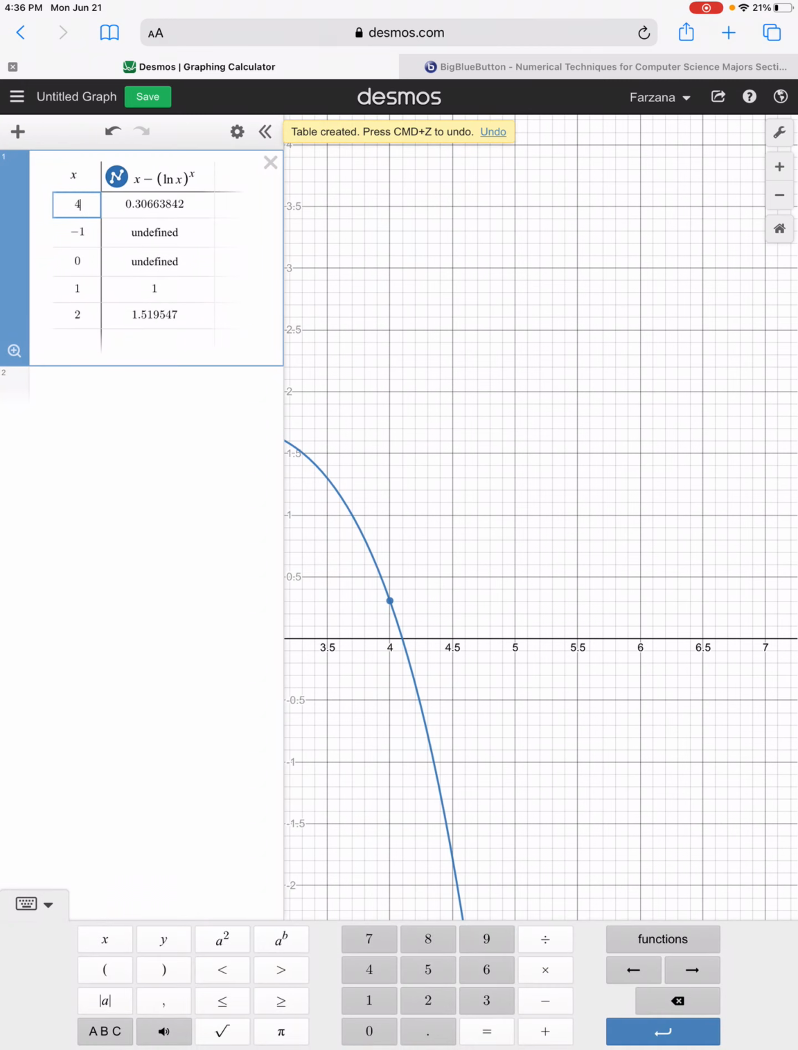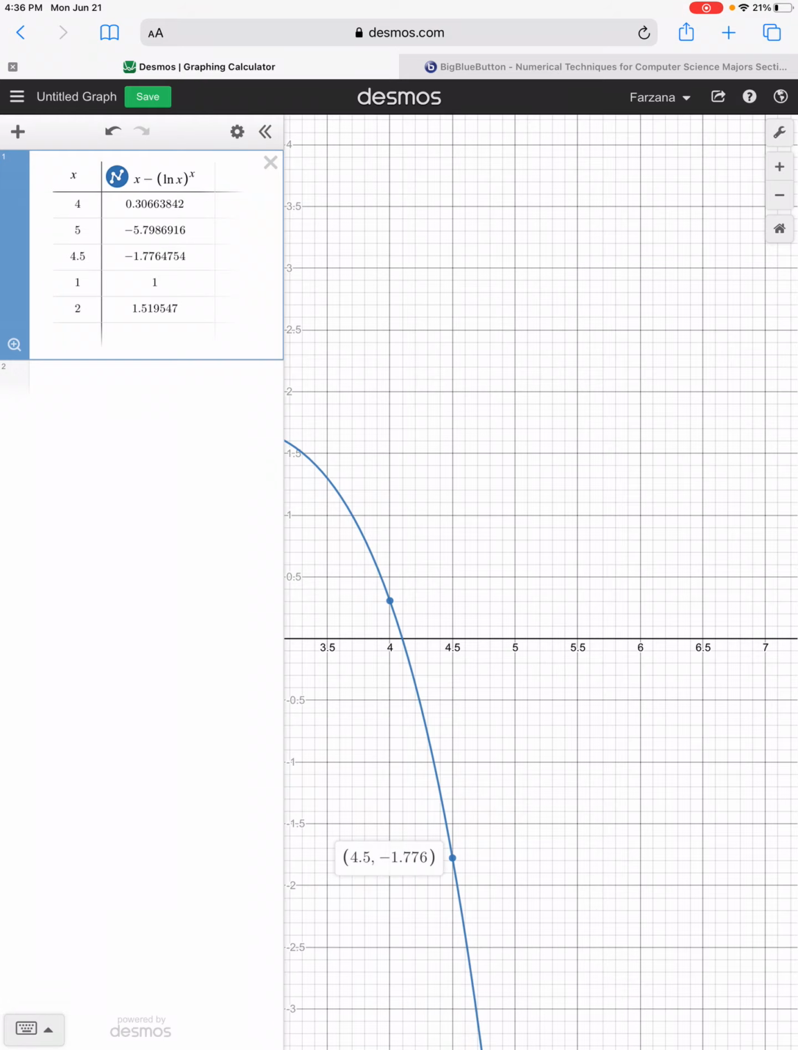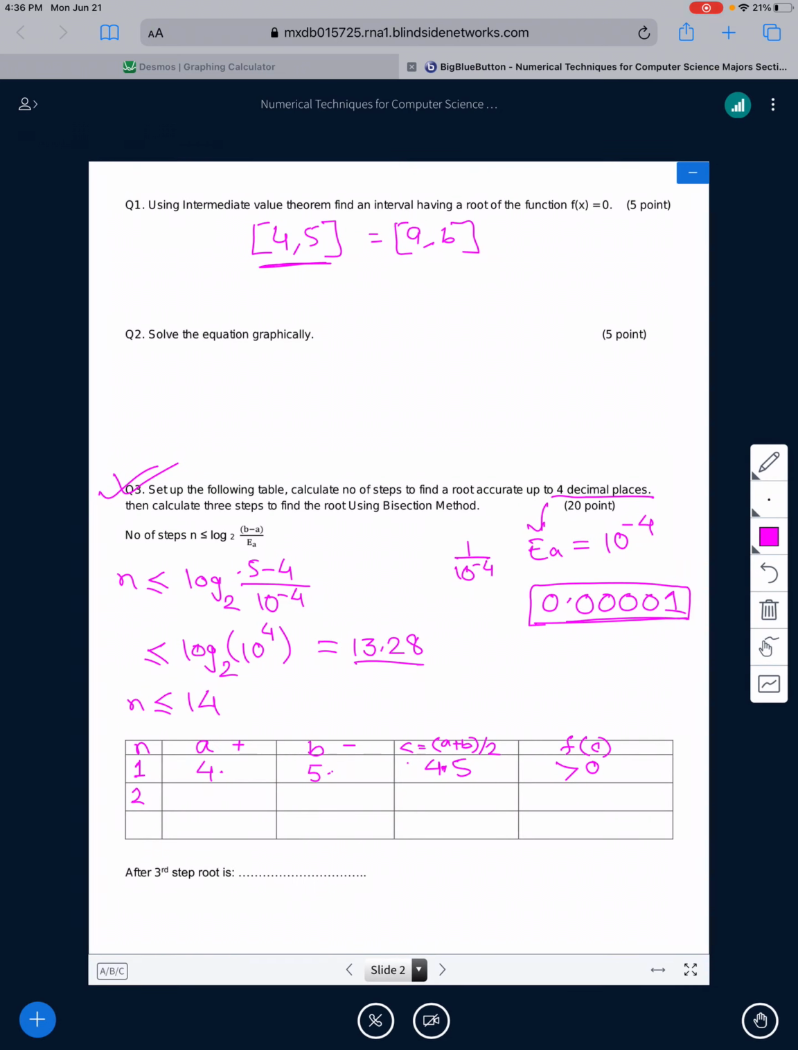At 4 function is positive. At 5 function is negative. What is happening at 4.5? 4.5 function is negative, right? So here is the negative value. Now I am going back. At 4.5 function is negative, less than 0, not greater than 0, less than 0. So what is happening? At 4 function is positive, at 4.5 function is negative, so there must be a root between 4 and 4.5. Okay, so go back again to the graph.